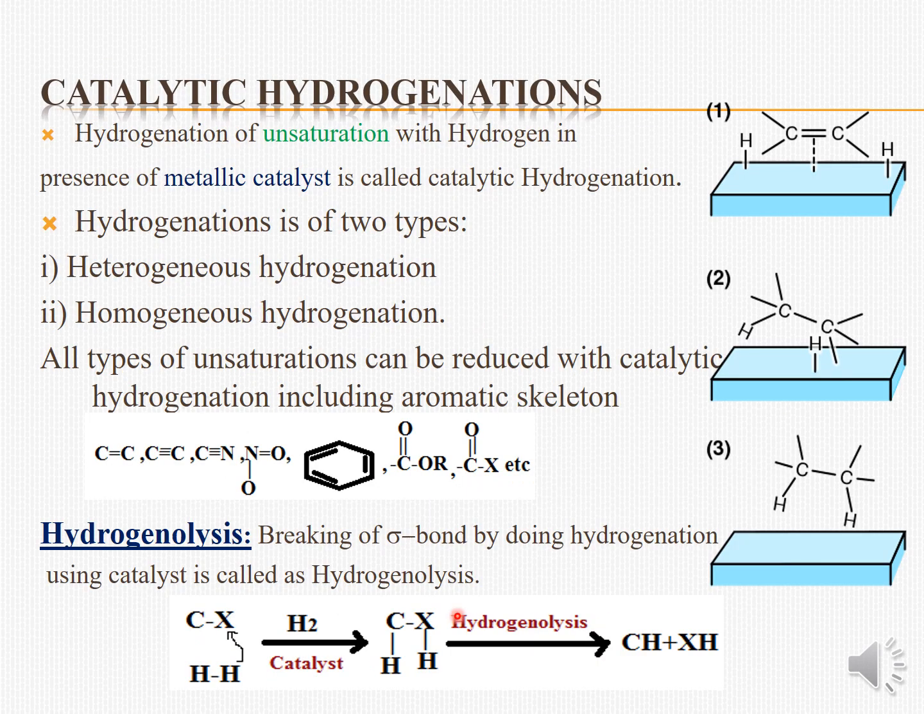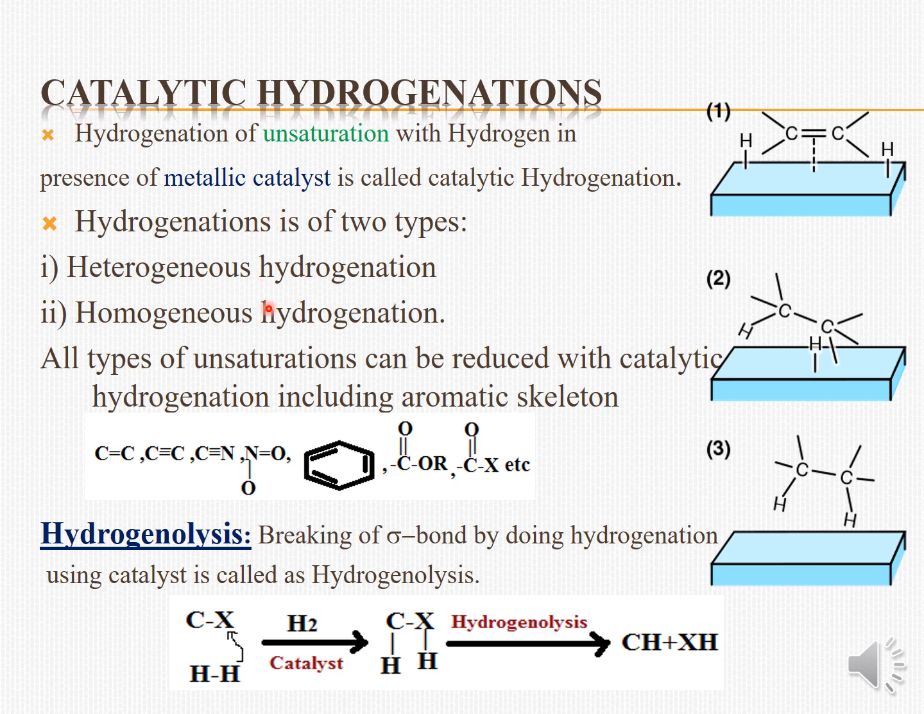Moving on to catalytic hydrogenation. What do you mean by catalytic hydrogenation? Catalytic hydrogenation is nothing but the hydrogenation of an unsaturation with hydrogen in the presence of a metallic catalyst. The catalyst is used basically for the enhancement of the reaction, and this phenomenon is known as catalytic hydrogenation. We are adding hydrogen to an unsaturated compound in the presence of a metal catalyst, and that is known as catalytic hydrogenation, okay.